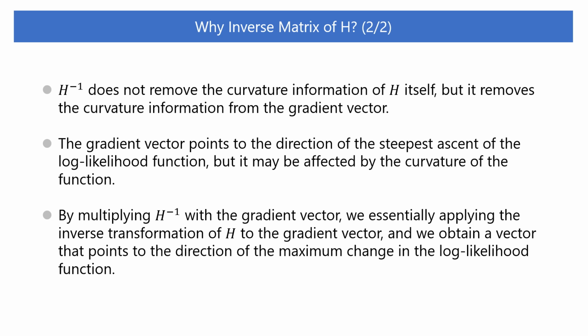By multiplying the inverse Hessian matrix with the gradient vector, we essentially apply the inverse transformation of the Hessian matrix to the gradient vector, and we obtain a vector that points to the direction of the maximum change in the log likelihood function. This direction is closer to the true optimum than the direction of the gradient vector, and it leads to faster convergence of the algorithm.